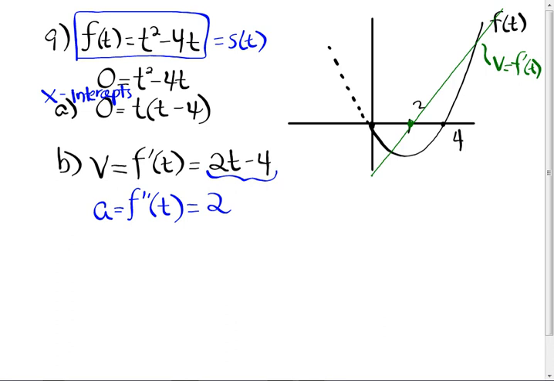What's the acceleration? This is the velocity equation. How do you find the acceleration? It's the derivative of the... yeah, you're taking derivatives of derivatives. It's the derivative of the velocity equation.